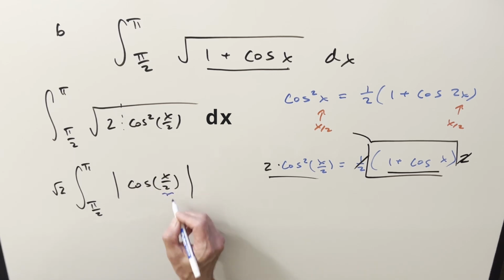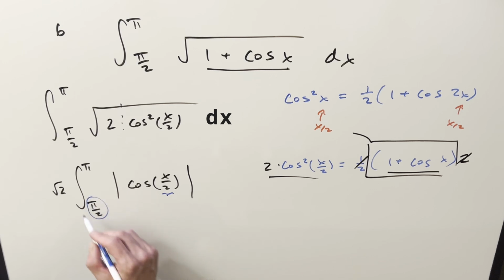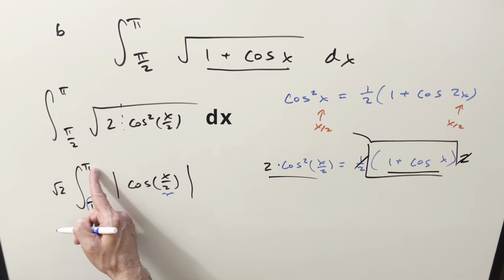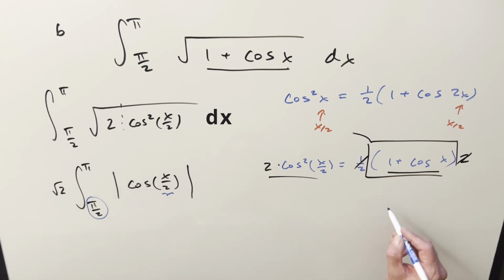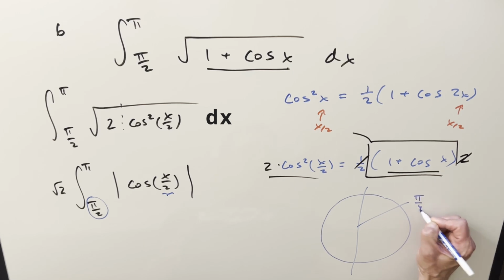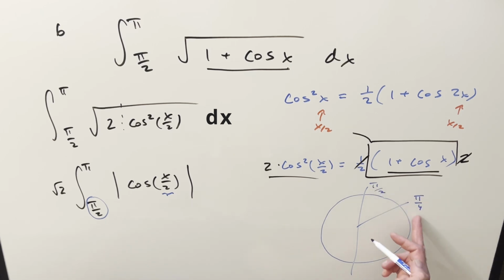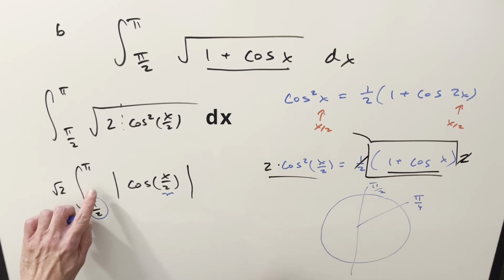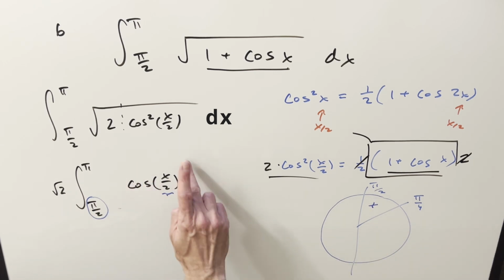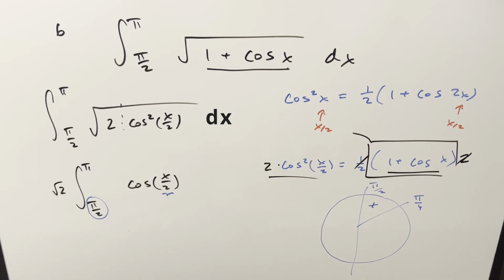But then when we look at this input x over 2, if you plug in pi over 2, that's going to be pi over 4. And then you plug pi in, it's going to be pi over 2. So what we're looking at for the region here, if we're going between pi over 4 and pi over 2, in that region cosine is always going to be positive. And that's going to allow me to just drop the absolute value here. And I also can put a dx on the end here.